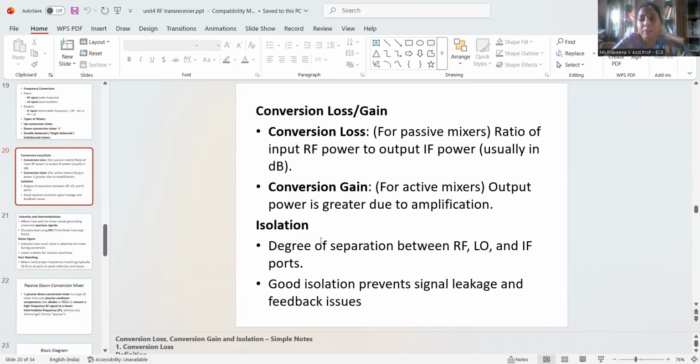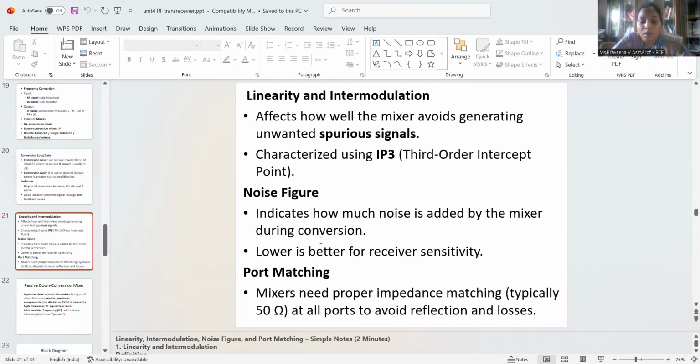What is the use of an amplifier? Yeah, amplifier gain, right? So, isolation. Isolation is nothing but the ability of a mixer to keep the RF, that is radio frequency, local oscillator frequency, and IF signals separate from each other. That is isolation. That is the main concept.